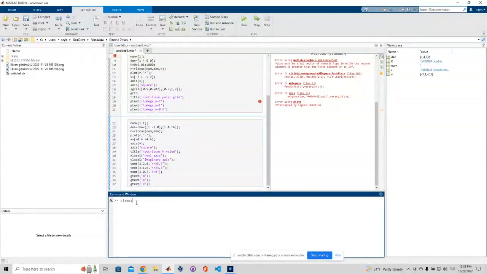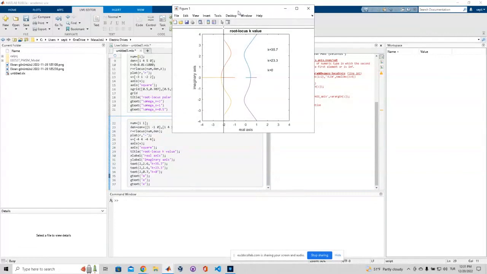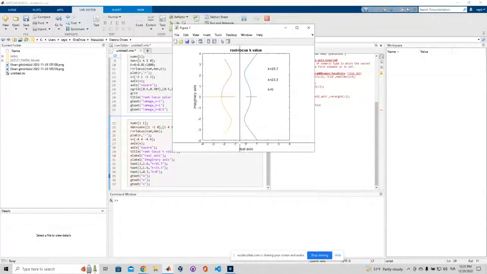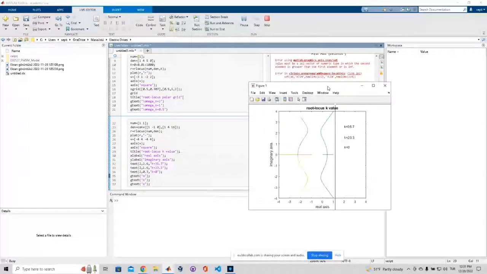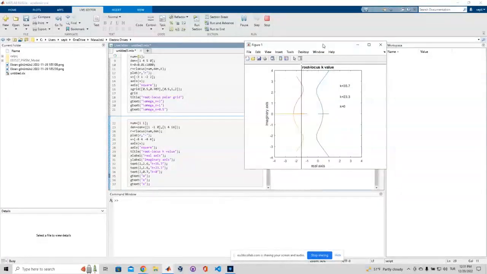So let's first clear it. Then now we can run the section. See, for the K equals 0, here are the poles. Here are the poles for K equals 23.3 and 35.7. Okay, guys, any question on how we plot the root locus for the K value, your gain value, for a steady system?